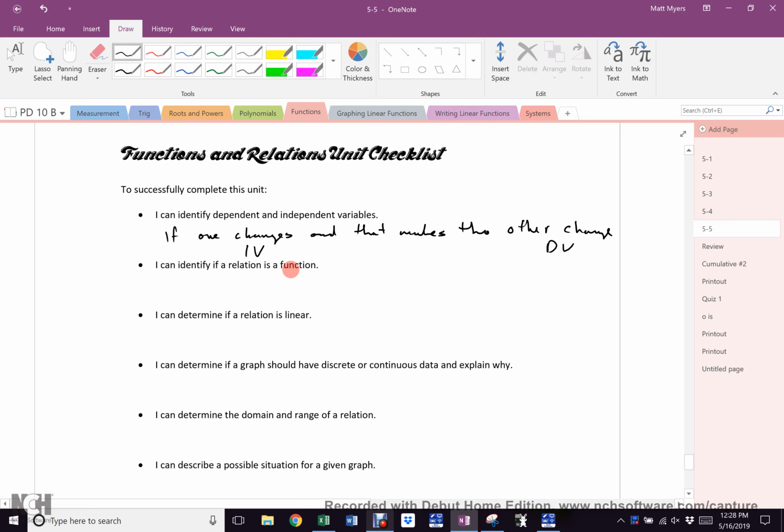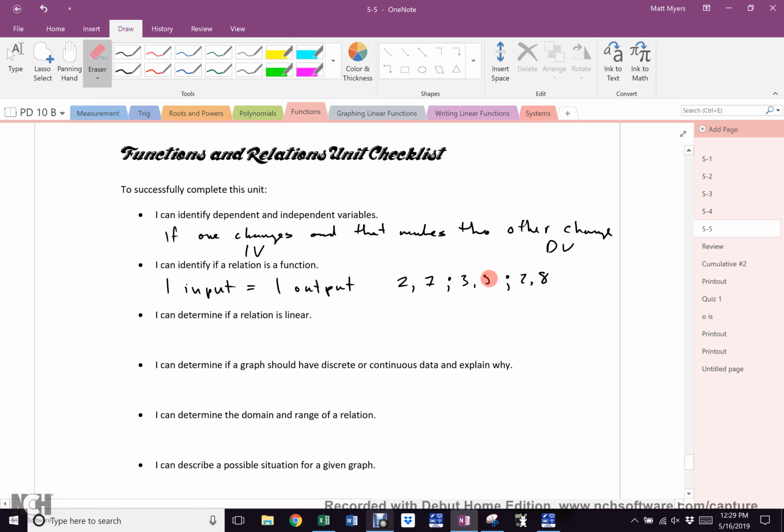Okay. I can identify if a relation is a function. One input equals one output. That's it. That's all a function is. So, (2, 7), (3, 5), (2, 8). Is that a function? No. Why not? When I input 2, I get 7 or 8.